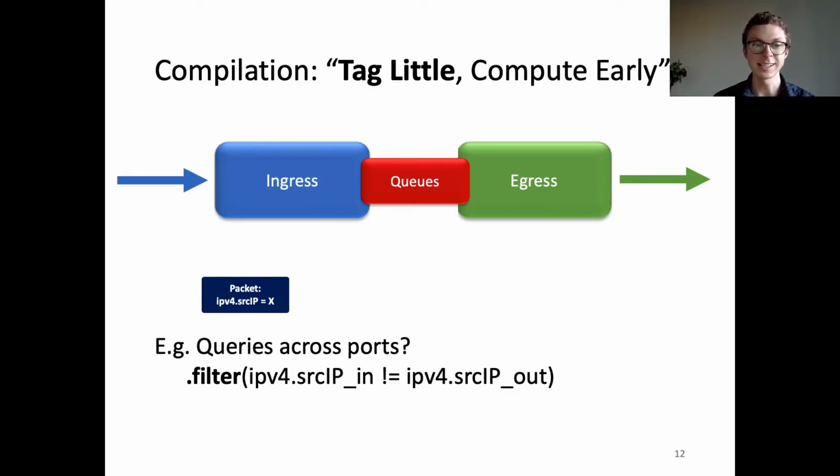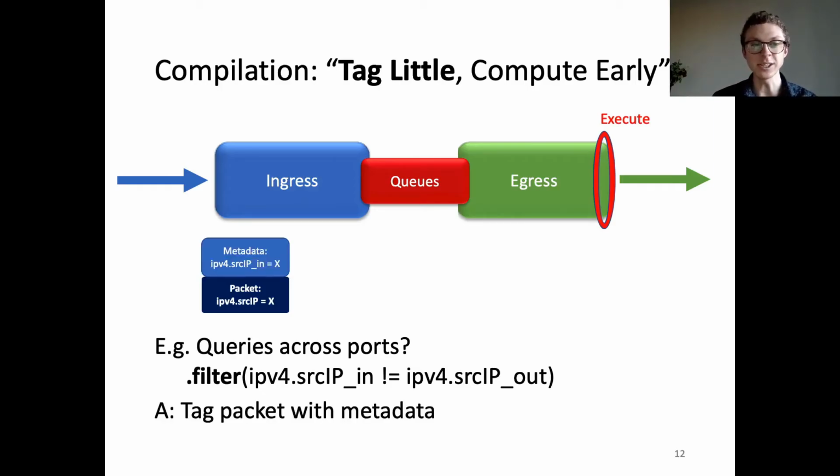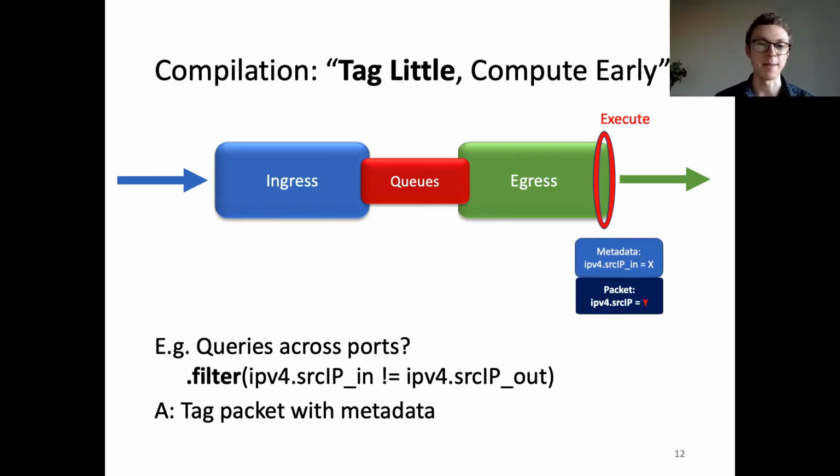So for example, let's go back to our network address translation filter, which checks whether the source IP of a packet changed from the in-field to the out-field. To execute this query, we have to wait until the end of egress processing to know the final value of the packet source IP. However, at that time, we also need to know what the original source IP of the packet was in case it does get modified. The solution is to tag packets with metadata of their original source IP, so that as they move through the switch pipeline and the source IP may be modified, we still have access to the original source IP at the end of the pipeline and can execute the comparison there.